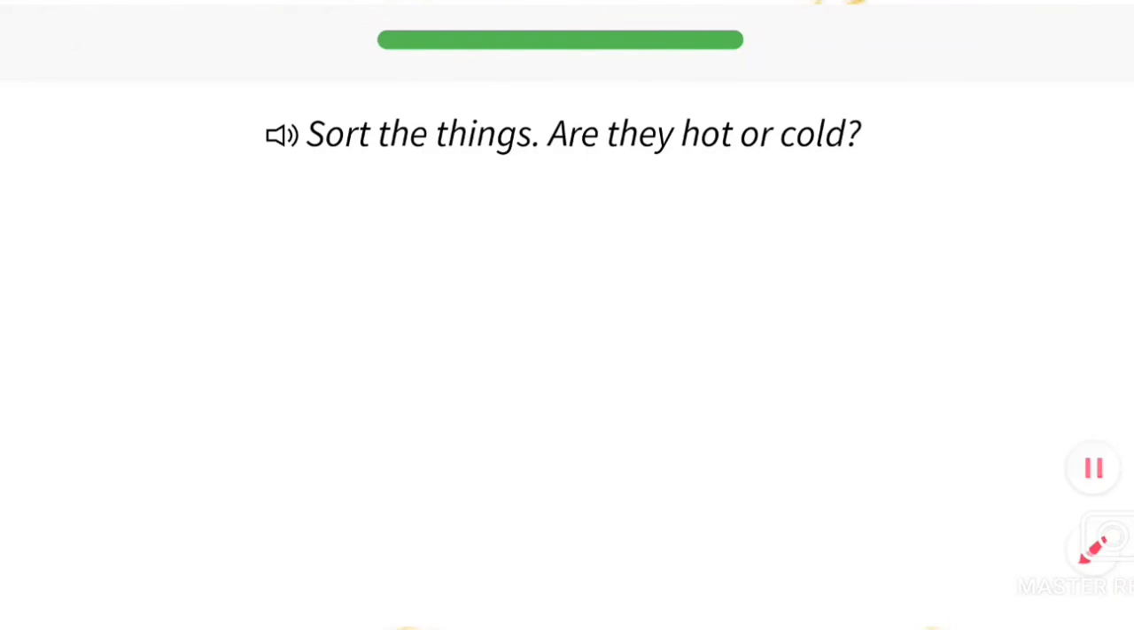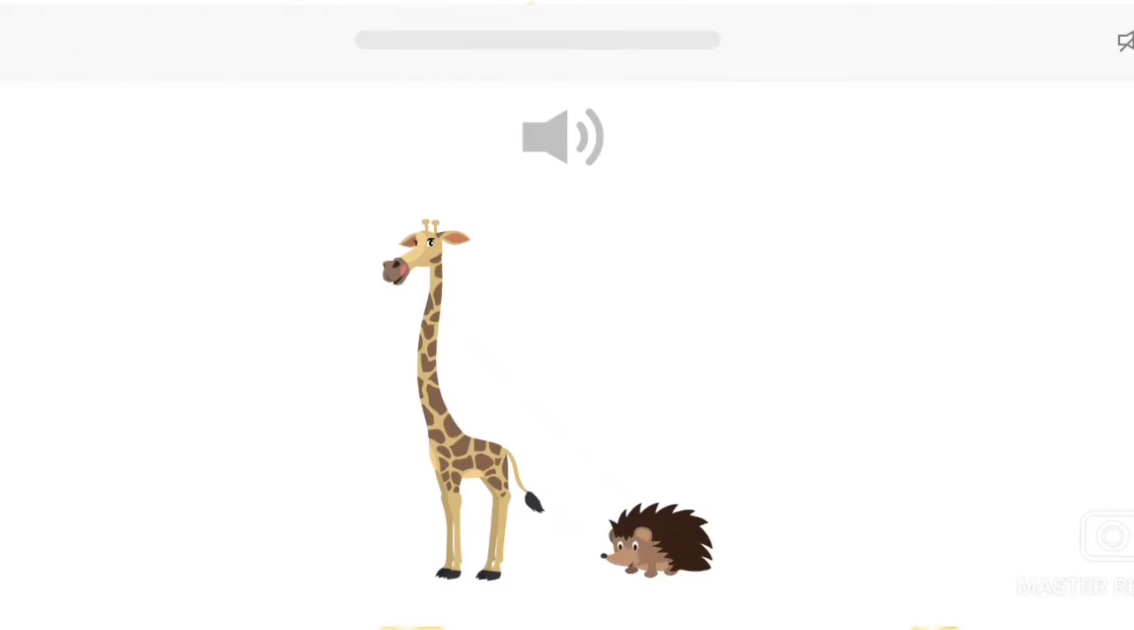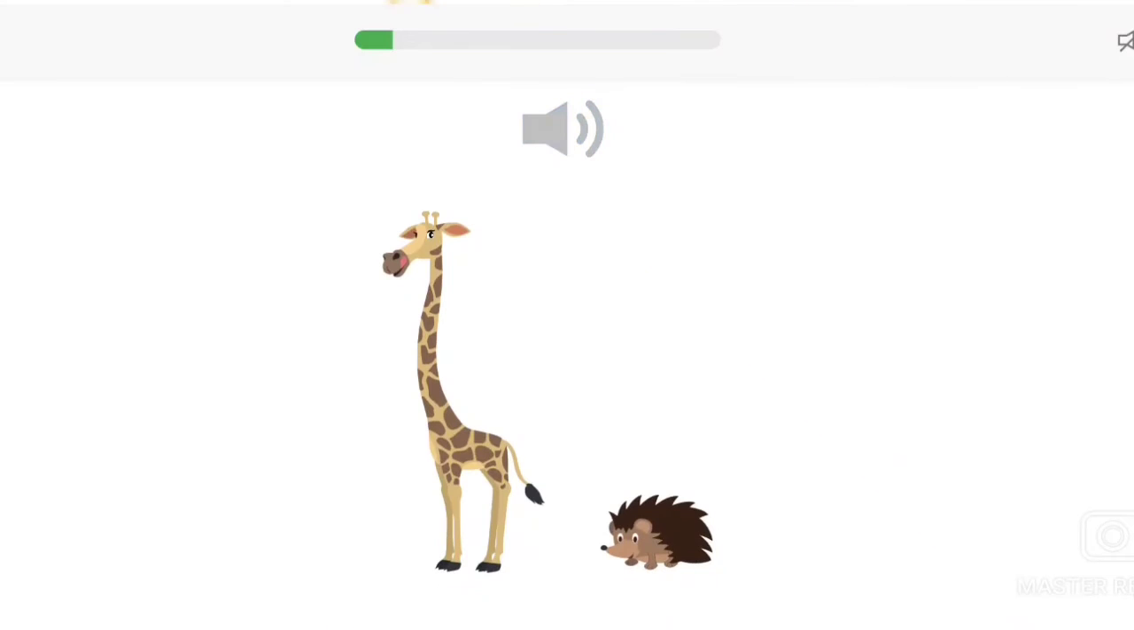Cold. So dear students, listen to the adjective. Click on the picture that matches the adjective. So listen carefully. Tall. Which animal is tall? The giraffe is the tall animal. And this is short. So we have to click on tall. Short. This is short. Tall and short.